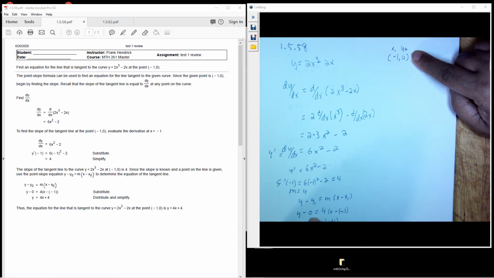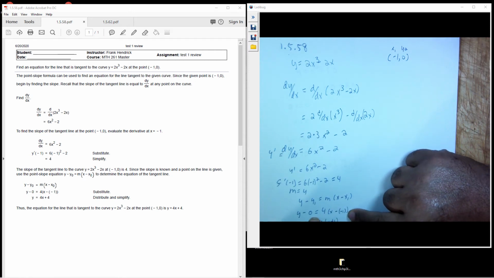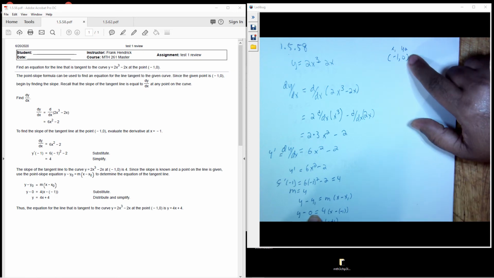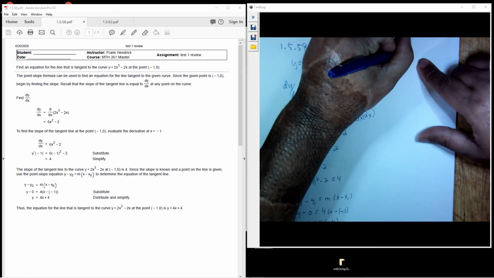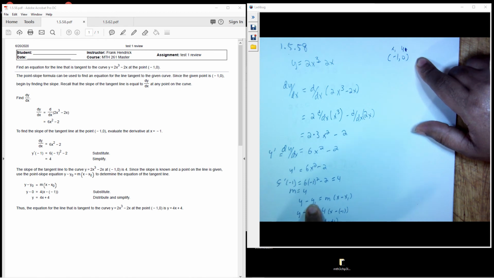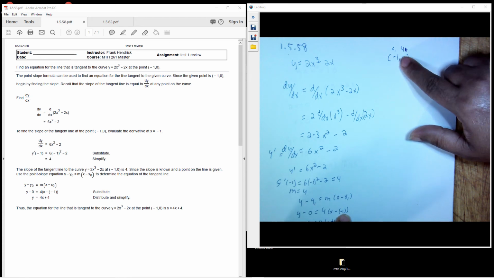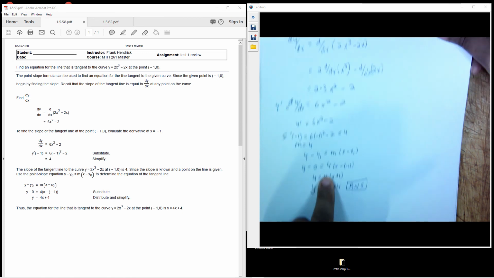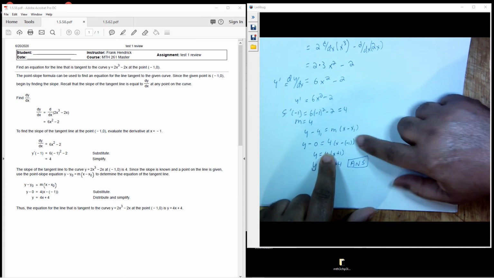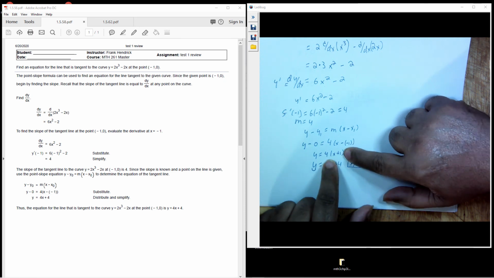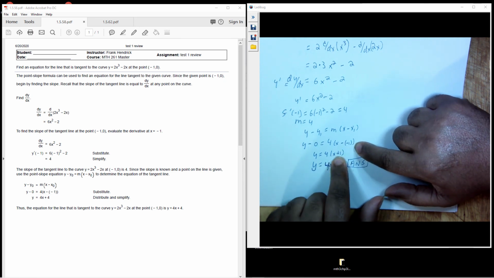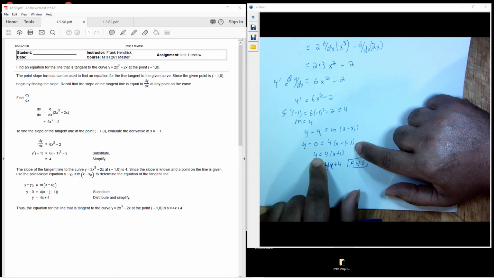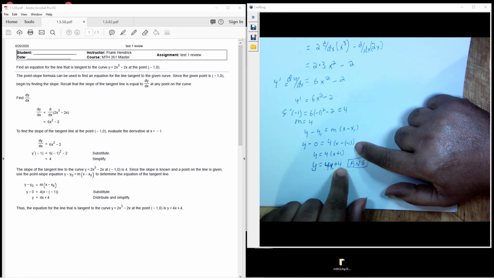So I plug in my y sub 1, and my x sub 1, and my slope m is 4. I plug in, then I simplify it. Those negatives make it x plus 1 there. y minus 0 is just going to be y. Let's distribute here. So I have 4x plus 4, and that's my answer.